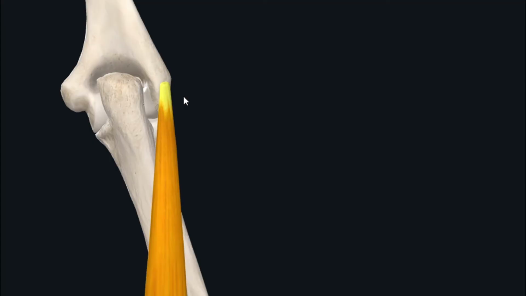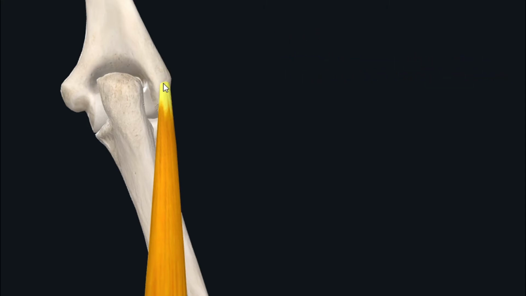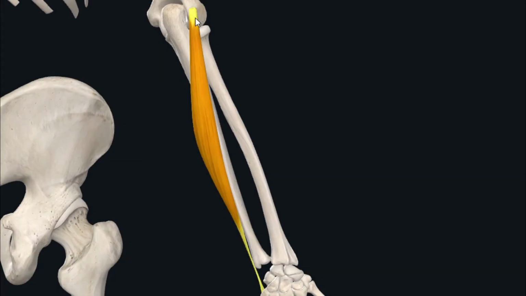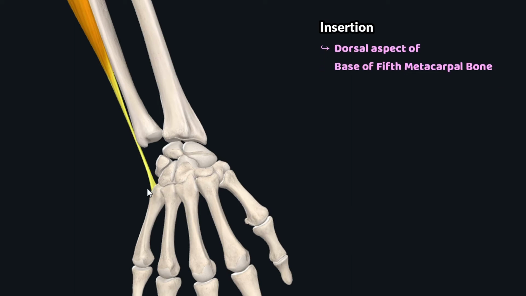So let's talk about the origin and insertion of this muscle. This muscle has a very simple origin and it originates through the common extensor tendon from the lateral epicondyle of the humerus. And then after origin, the tendon of origin forms a muscle belly which runs along the whole length of the forearm to arrive at the distal forearm. And at the distal forearm, this muscle belly forms a muscle tendon which crosses the wrist and inserts onto the dorsal aspect of the base of the fifth metacarpal bone.